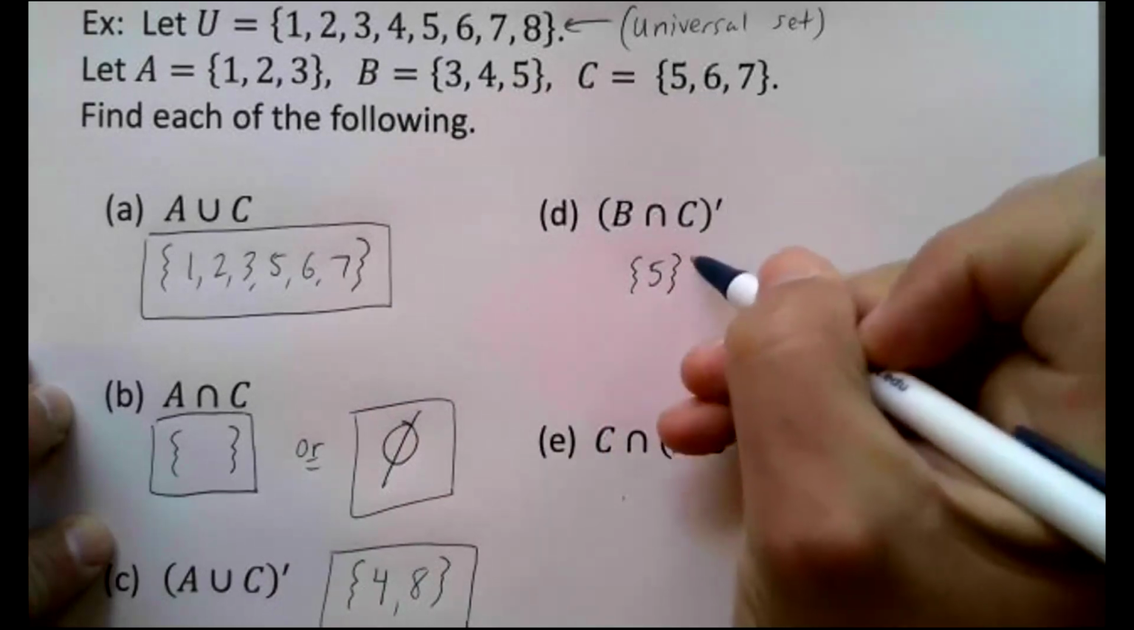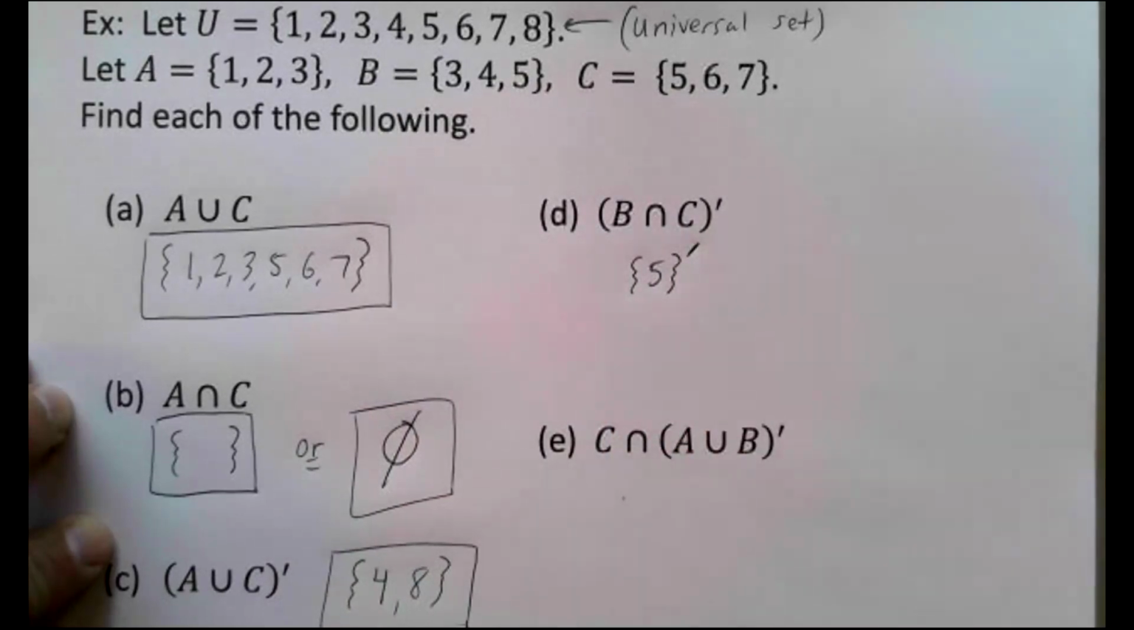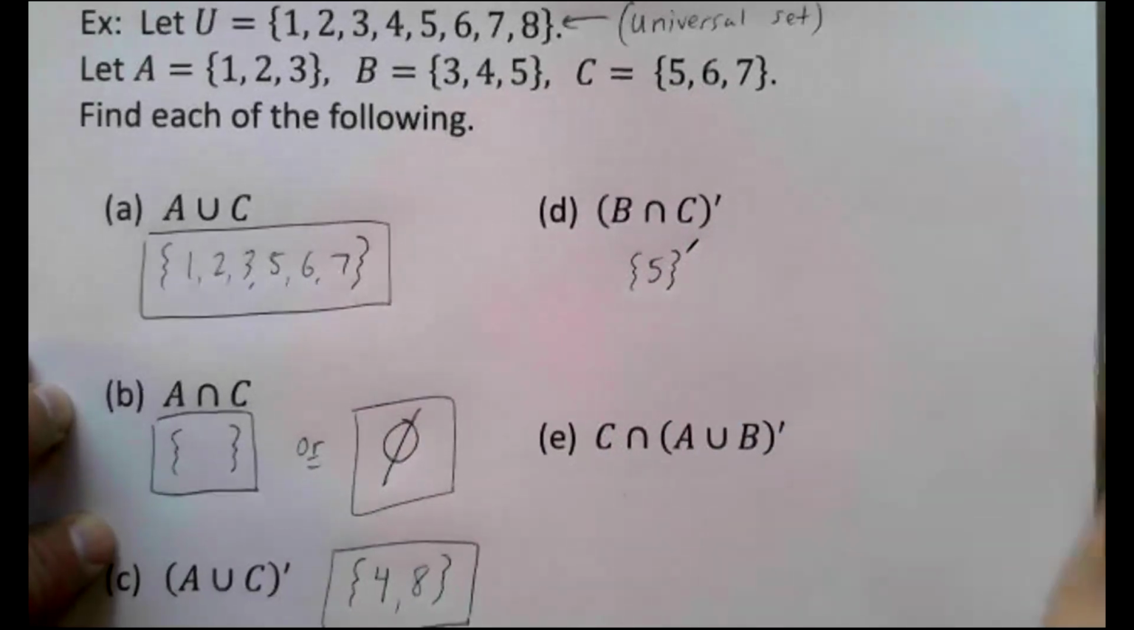Now, that's not my final answer, of course, because I still have to take the complement of that. That's what the apostrophe means there. It means my final answer is going to be the opposite of B intersects C. But B intersects C definitely consists of the number 5. But what's the opposite of that?